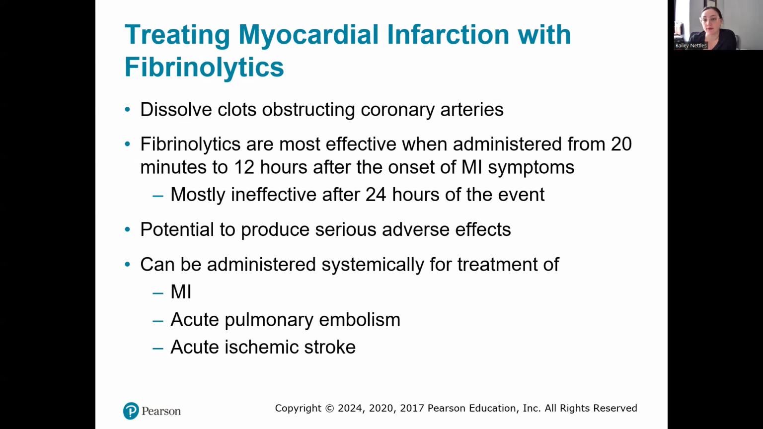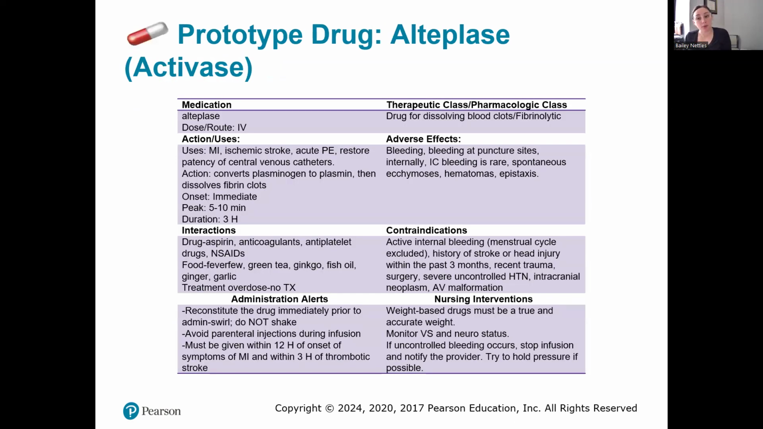It is ineffective after 24 hours of the event, and has the potential to produce serious adverse effects. It may be administered systemically for treatment of MI, pulmonary embolism, or like we said, a stroke. So the drug we give is alteplase. Alteplase is a fibrinolytic. It is for MI, stroke, PE, and restores the patency of central venous catheters.